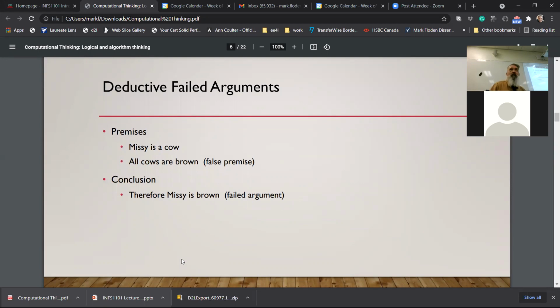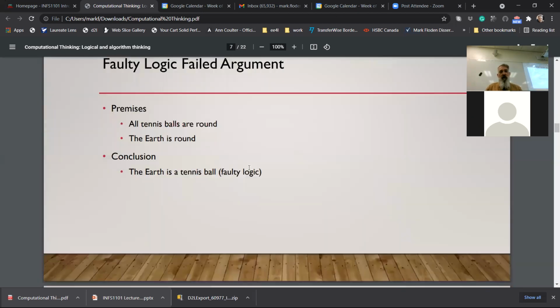Well, there's a problem in that, right? And I hope that you can see it straight away. The problem is one of the premises is false. So if you have a false premise, probably your argument's going to be weak, and maybe you're going to have a failed argument. Missy might be brown. That's possible, but you can't say for sure that Missy's brown just because a lot of cows are brown. And that was the problem.